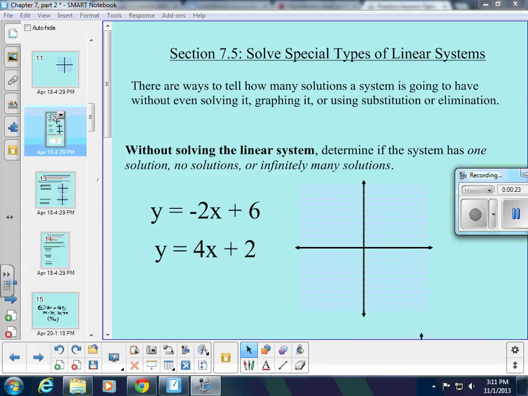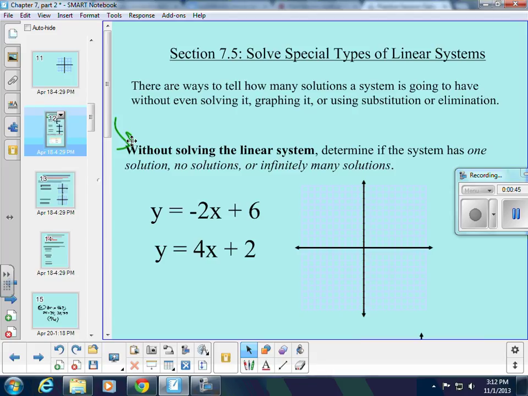This next section just talks about some of those special cases that we can run into when we're solving a system. Questions in this section might just ask, like it says right here in the directions, either without solving, or even if we do solve, it doesn't matter, but determine if this system has one solution, no solutions, or infinitely many solutions. Again, those are the three things that could happen when we're solving a linear system.